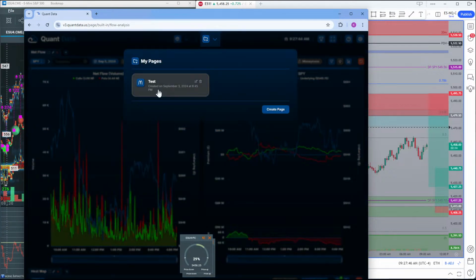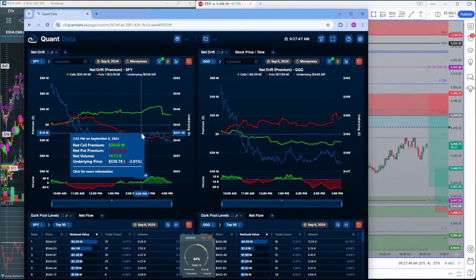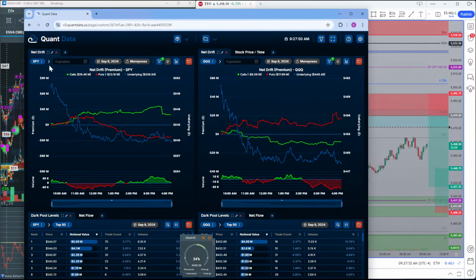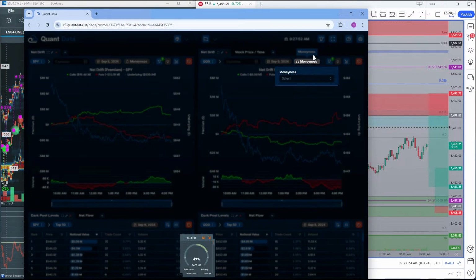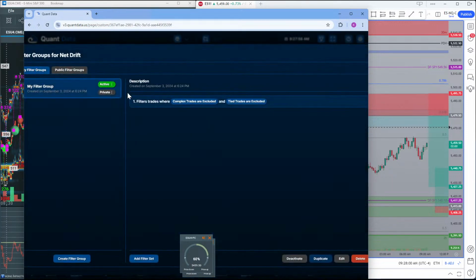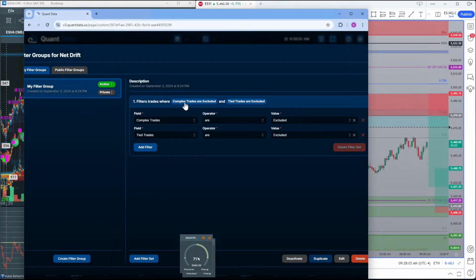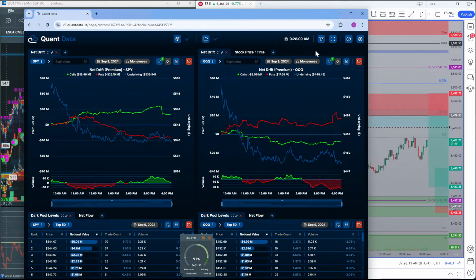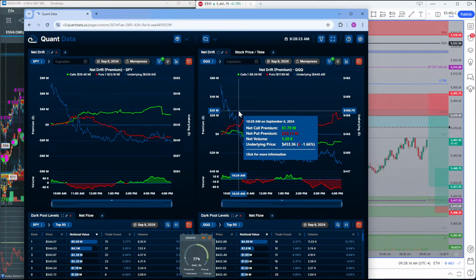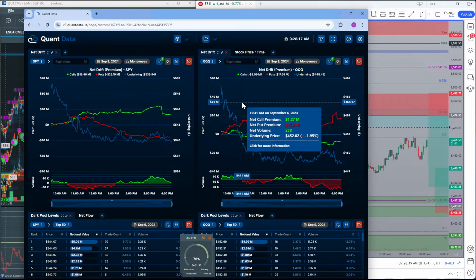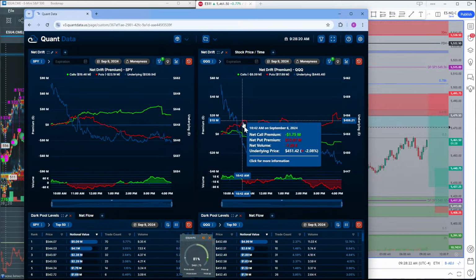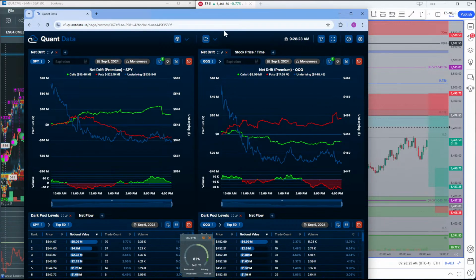Today on my custom page, we'll be doing the SPY on the left chart, QQQ on the right chart. So basically ES and NQ. And we're going to put on some custom filters. Okay, good, the filter is on already. So the field is complex trades are excluded, tied trades are excluded. So basically anything that could be some type of spread, I don't want to know about. I want to know about people buying calls and buying puts, not buying 3 legs, 4 legs, buying calls, buying puts, selling calls, selling puts. That's what I want to read on our screen here.